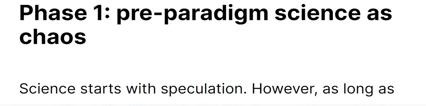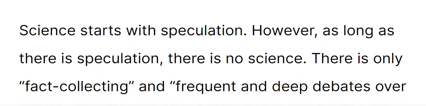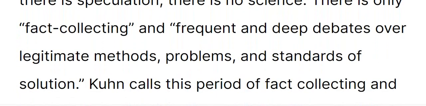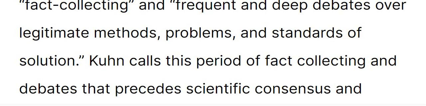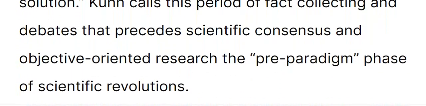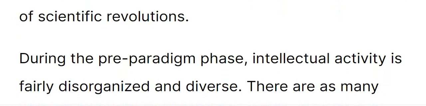Phase 1. Pre-paradigm science as chaos. Science starts with speculation. However, as long as there is speculation, there is no science. There is only fact collecting, and frequent and deep debates over legitimate methods, problems, and standards of solution. Kuhn calls this period of fact collecting and debates that precede scientific consensus and objective-oriented research the pre-paradigm phase of scientific revolutions. During the pre-paradigm phase, intellectual activity is fairly disorganized and diverse.